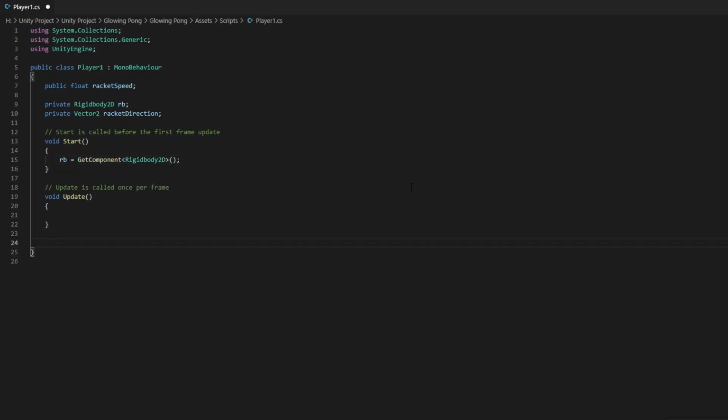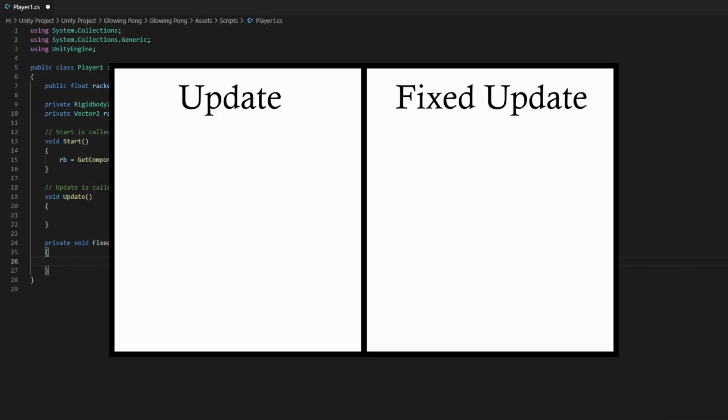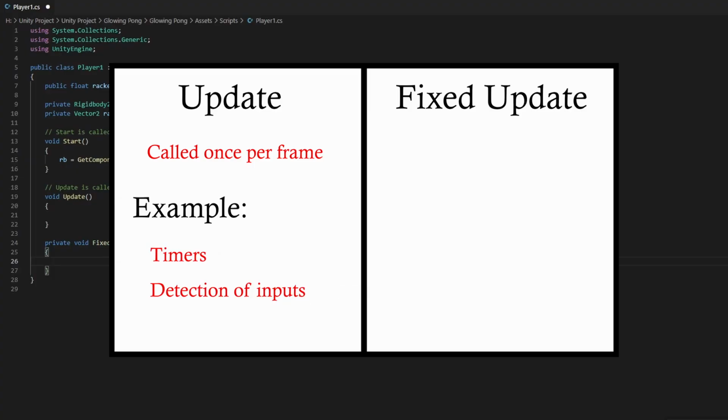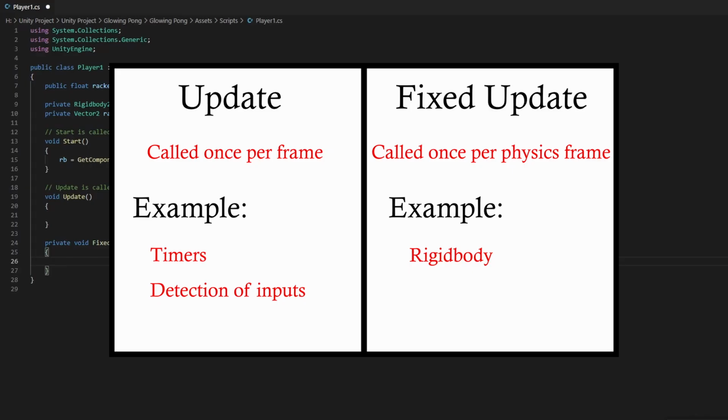Next, we want to create a FixedUpdate function below our Update function. The difference between Update and FixedUpdate is that the Update function is called once per frame. So almost anything that needs to be adjusted regularly happens here. Examples like timers and detection of inputs are usually done in the Update function. On the other hand, FixedUpdate is used for being in step with the physics engine. So anything that needs to be applied to the Rigidbody should happen in FixedUpdate.